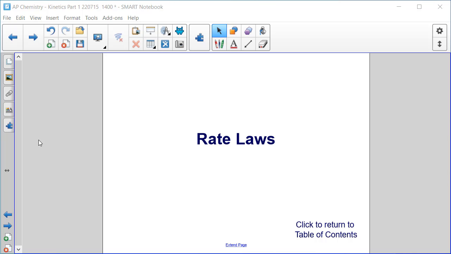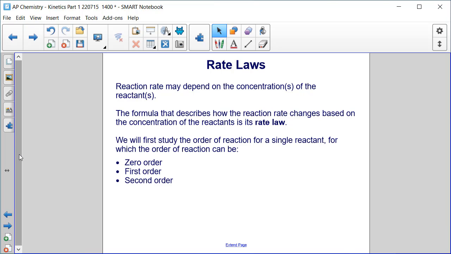In this section, we're going to discuss rate laws. Reaction rate may depend on the concentration or concentrations of the reactants. The formula that describes how the reaction rate changes based on the concentration of the reactants is its rate law. We will first study the order of reaction for a single reactant, for which the order of reaction can be zero order, first order, or second order.